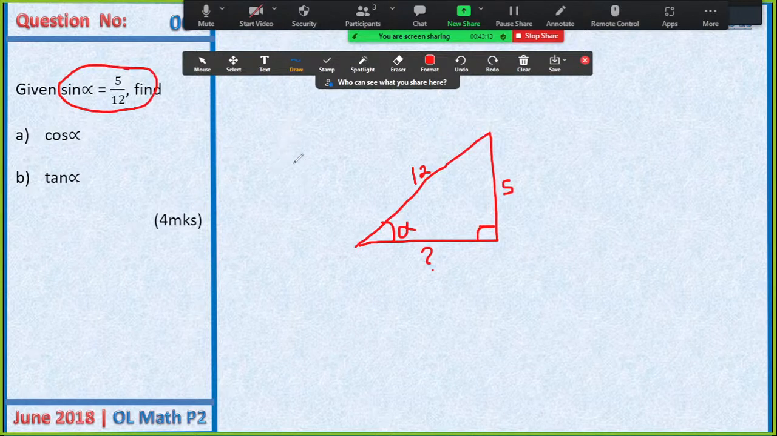To find the other side, if you call this side x, x will be equal to the hypotenuse squared, that is 12 squared, minus the square of the other short side, so minus 5 squared. That will give us 144 minus 25, right? So 144 minus 25 is equal to what number?